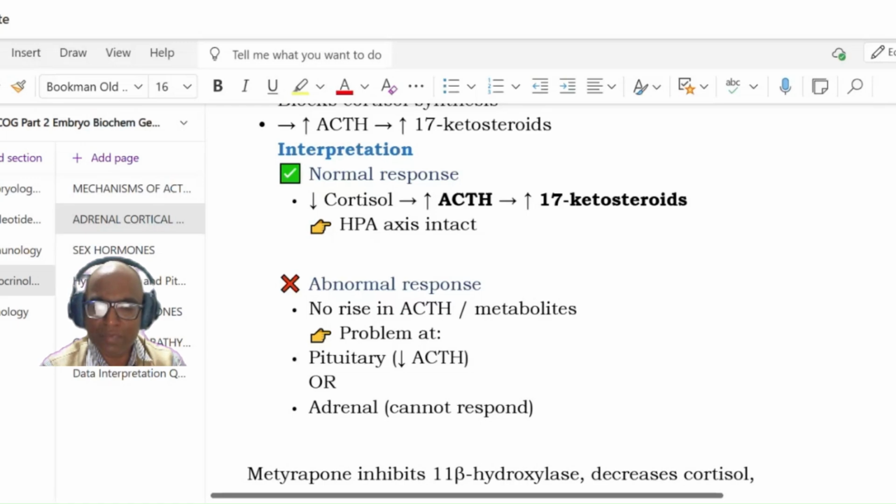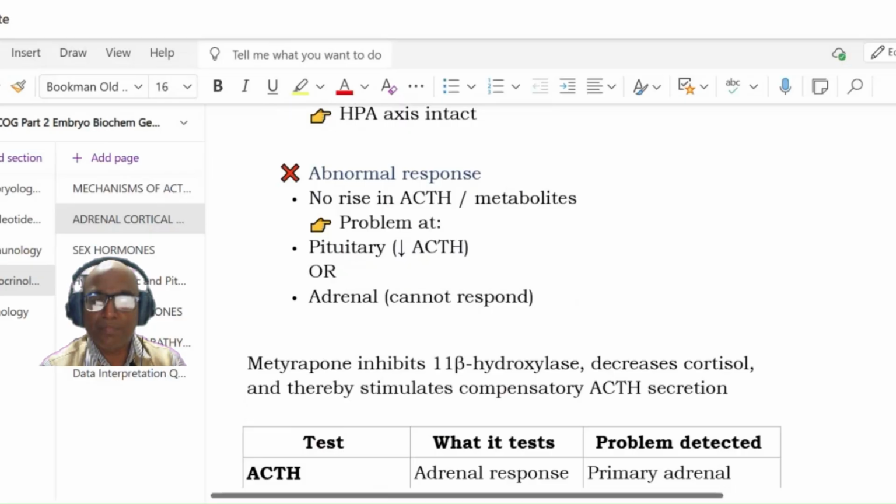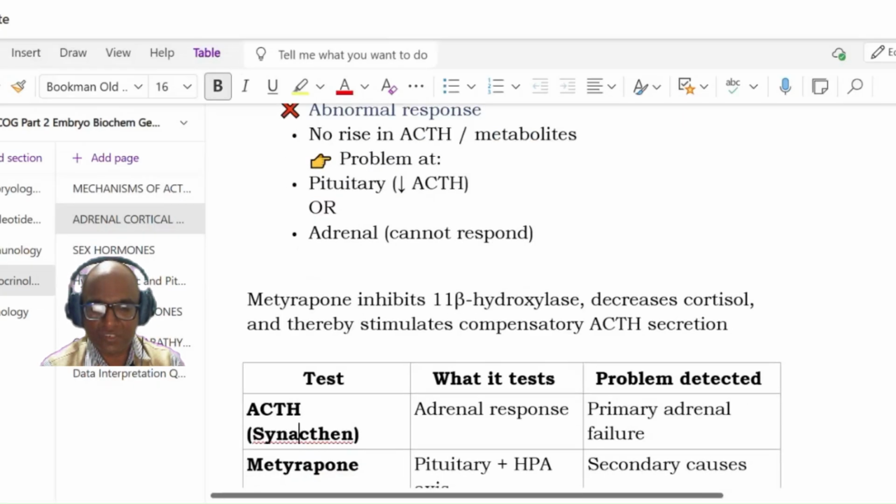But if there is an abnormal response, such as no rise in ACTH or metabolites, the problem is at the level of the pituitary, because there is decreased ACTH, and because of that the adrenals will not respond. So the pituitary is at fault. This is the interpretation. Metyrapone inhibits 11 beta hydroxylase, decreases cortisol and thereby stimulates the compensatory ACTH secretion.